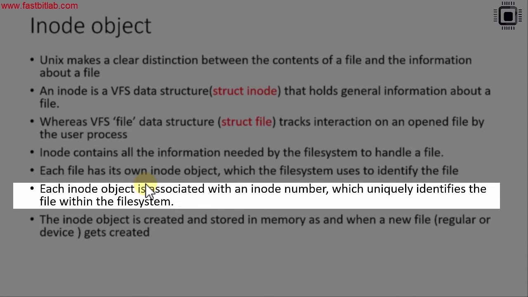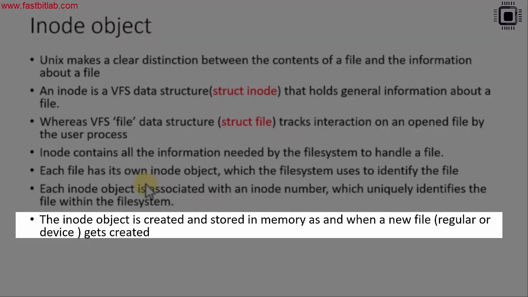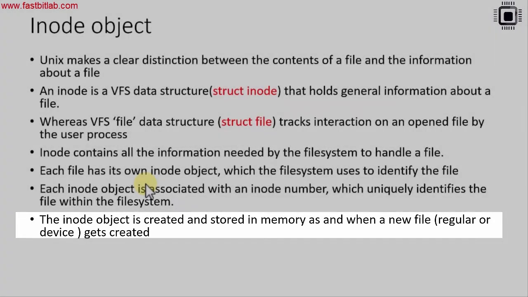It doesn't matter whether you use the same file today or rename the file tomorrow. Whatever happens to the file, unless it is deleted, the VFS always identifies a file using its inode number. The inode object is created and stored in memory as and when a new file gets created. A file could be a regular file or a device file. That means whenever you create a file, an inode object, an object of type struct inode, is created and placed in memory.